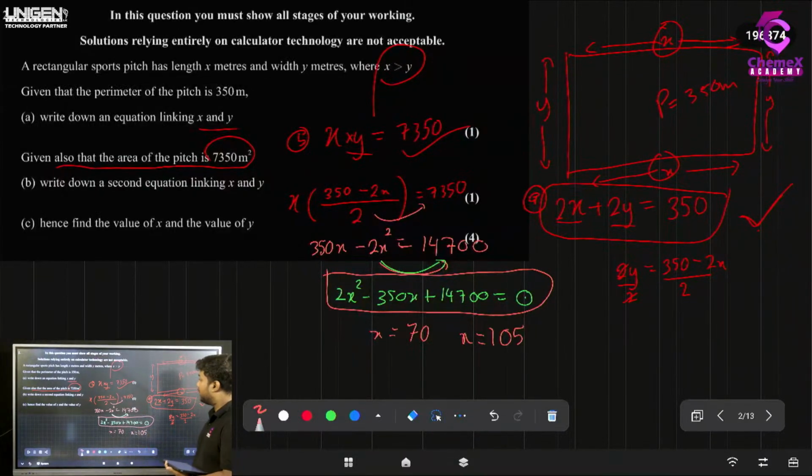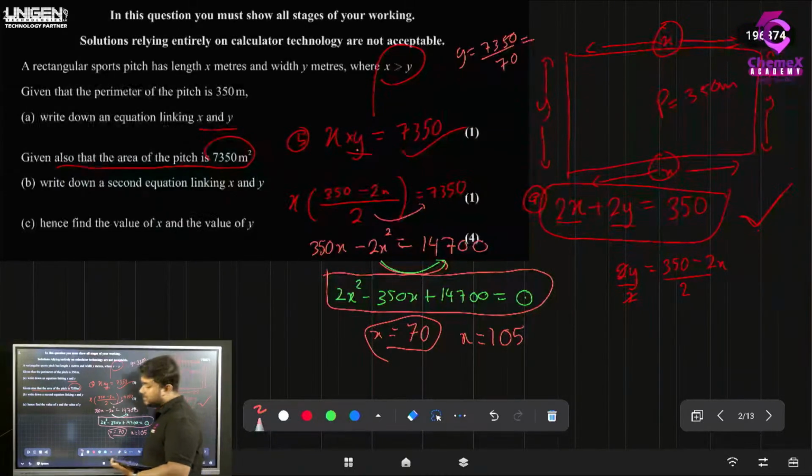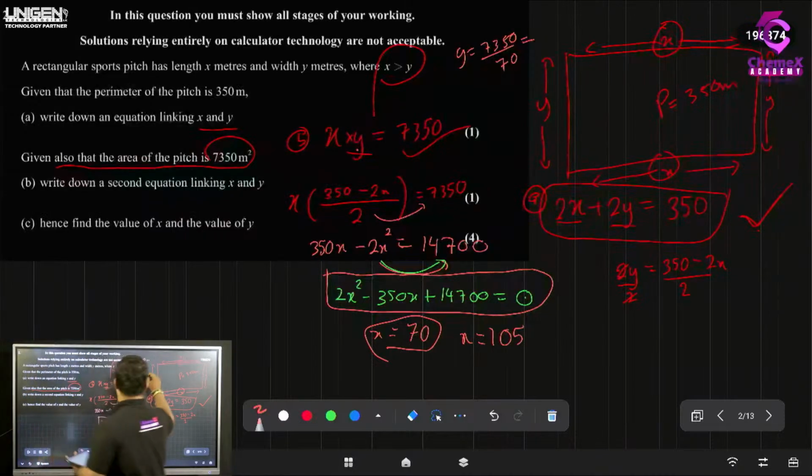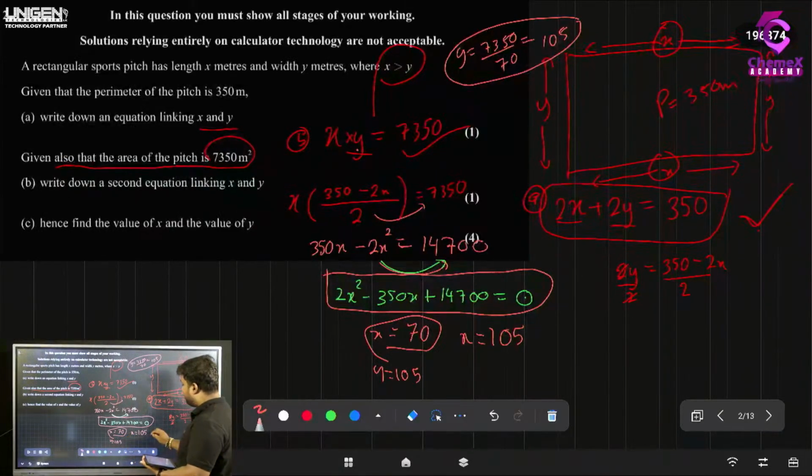Now from that you have to think. If you take x equals 70, what will the y be? y equals 7,350 divided by 70. So can you say me the value? 7,350 divided by 70, what's the answer? It's 105, right? I got 105. If x equals 105, what will be y? y equals 70, right? So which should be correct? Is it this answer or this answer?